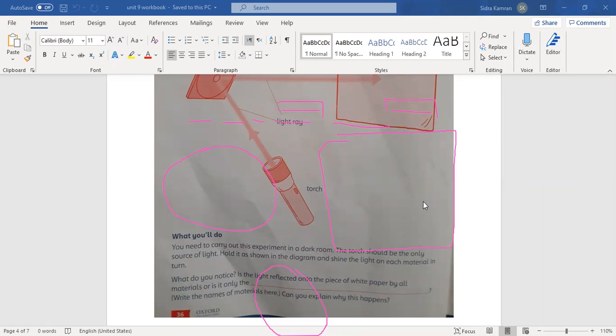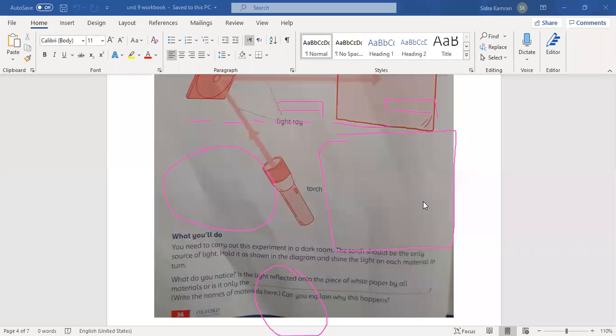You need to carry out this experiment in a dark room. This is very important. If the room is dark, then you can easily observe the reflection of light. The torch should be the only source of light. The room should not contain any other source of light.